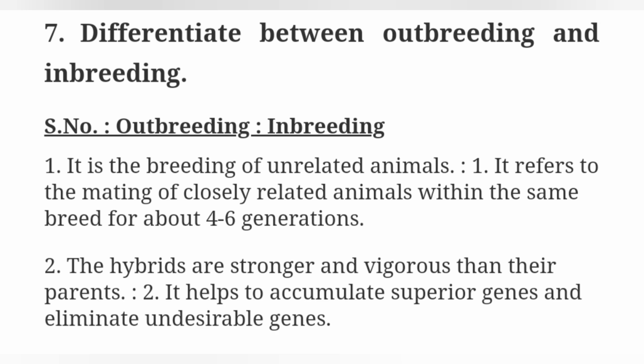Outbreeding and inbreeding. First point, outbreeding: it is the breeding of unrelated animals. Inbreeding: it refers to the mating of closely related animals with the same breed for about 4 to 6 generations. Second point, the hybrids are stronger and more vigorous than their parents. In this side, second point, it helps to accumulate superior genes and eliminate undesirable genes.